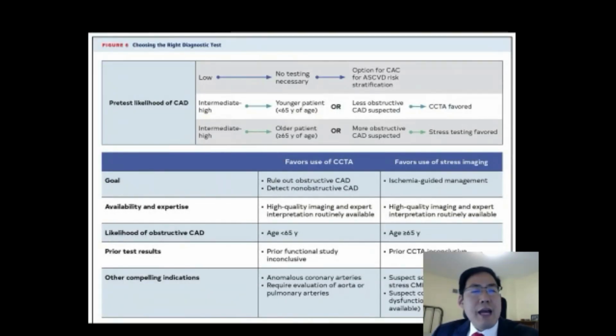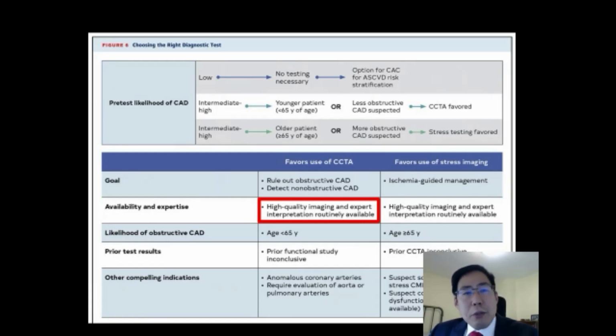The guidelines help you choose the right test, whether someone should have CT or stress imaging. In general, younger patients, age less than 65, may favor CT. If they had a prior inconclusive functional test, and if you want to rule out significant disease, that all favors CT. But probably the most important feature is what is available. And if high quality imaging and expert interpretation is available, then that would favor the use of cardiac CT.